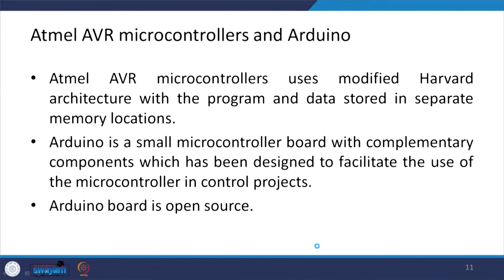Atmel AVR microcontroller and Arduino. Okay, let us look at the features of these. The Atmel AVR microcontroller uses modified Harvard architecture, with the program and data stored in separate memory locations. Arduino is a small microcontroller board with complementary components, which has been designed to facilitate the use of the microcontroller in control projects. Arduino board is open source.